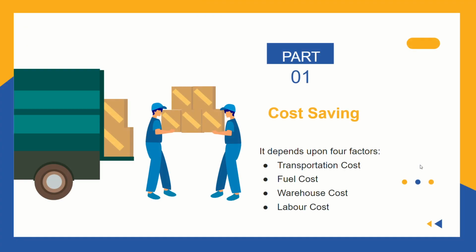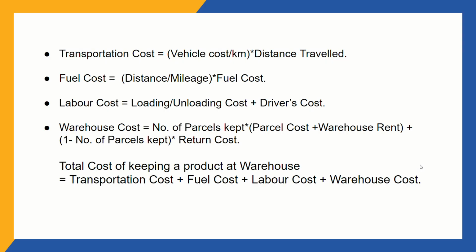Firstly, we have cost saving, which depends on transportation cost, fuel cost, warehouse cost, and labor cost. The transportation cost is basically the vehicular cost per unit kilometer multiplied by the distance traveled while delivering the product. The fuel cost is the fuel used while delivering the product. It is basically the distance upon mileage into fuel cost. The labor cost is the cost that the labor took while loading or unloading the product plus the driver's cost.